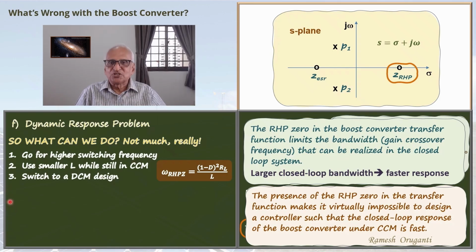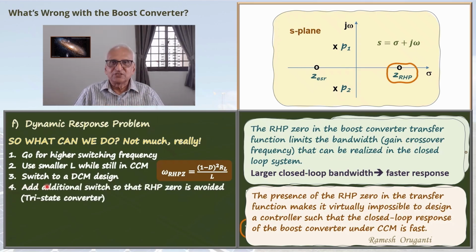A fourth option is to add an additional switch to the boost converter. This gives you an additional degree of freedom. And you can do the switching in such a way that the RHP zero is avoided. There is a converter called tri-state converter that tries to do it. Of course, there is some price to pay if you take this approach besides the additional switch.